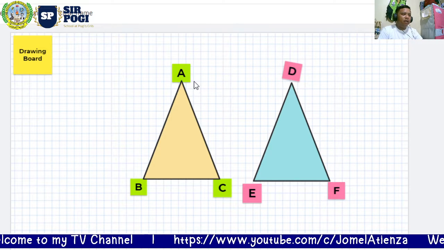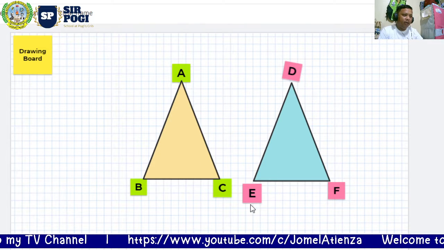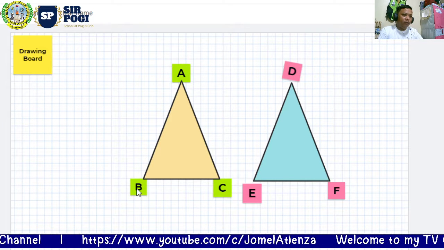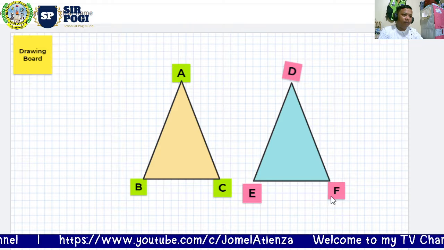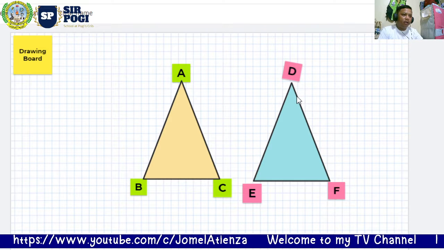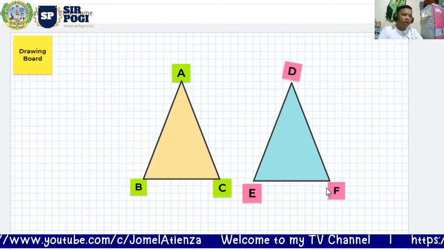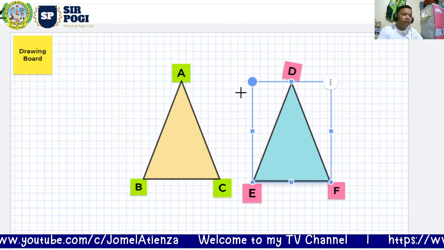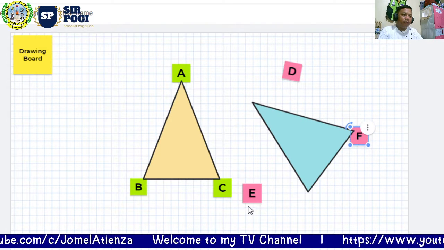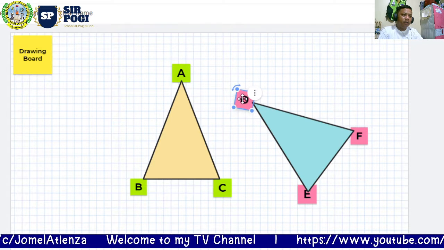So this time, our corresponding sides are AB and DE, then AC and DF, and then BC and EF. And our corresponding angles are angle A and angle D, angle B and angle E, angle C and angle F. Even if we flip it or move it, this is still angle F, angle E, then angle D.